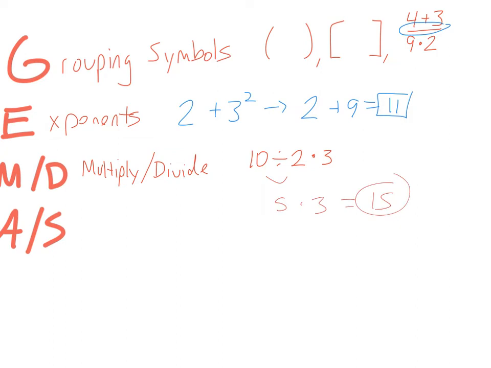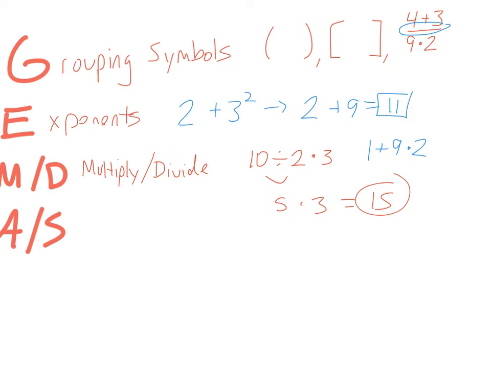But if you had a problem like this, 1 plus 9 times 2, I would do the multiplication first before the addition. Why? Well, multiplication is part of this multiply-divide line, and that is above the add-subtract line, and I would do 9 times 2 first, which is 18. Then 1 plus 18 is 19.